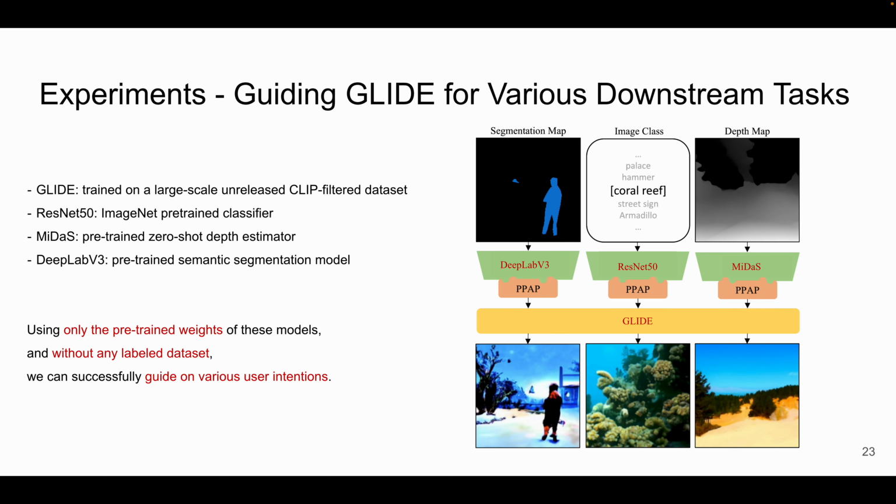Now, let's extend PPAP with various user intentions. To verify our practicality claim, we use GLIDE as our target diffusion model, where the training dataset is not released and only the model weights for inference are public. We utilize the ResNet 50 model for class guidance, the MiDaS model for guidance via depth map, and the DeepLab V3 model for guidance via semantic segmentation map.